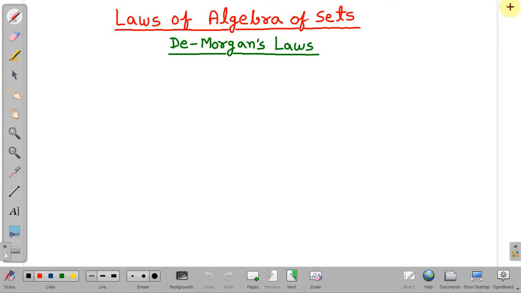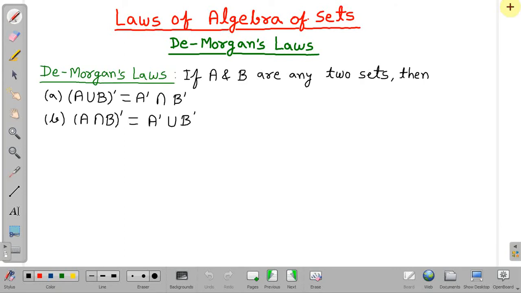In this lecture, we will discuss De Morgan's laws, which is a part of laws of algebra of sets. So, we will first discuss what De Morgan's laws are, and then we'll try to prove De Morgan's law. Okay. So, what are De Morgan's laws?